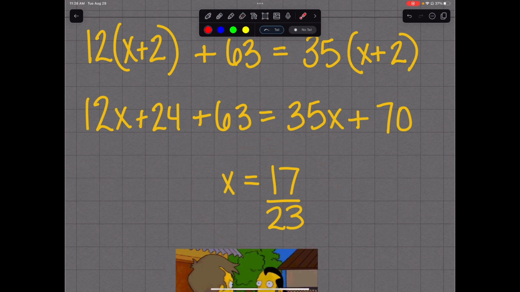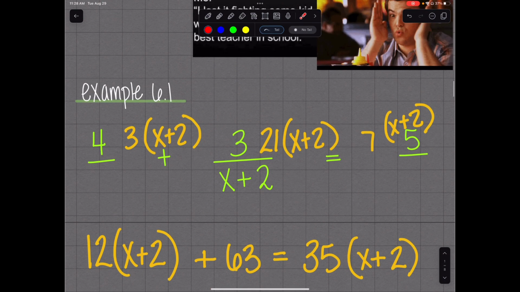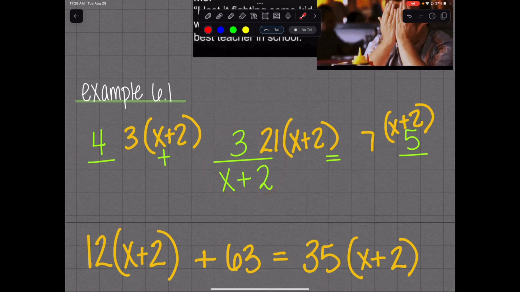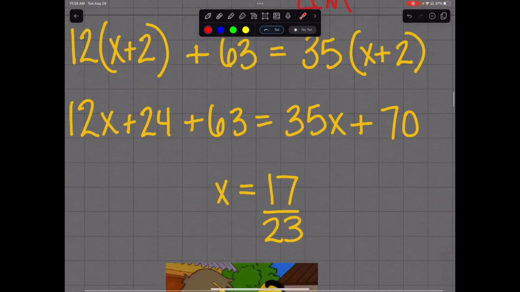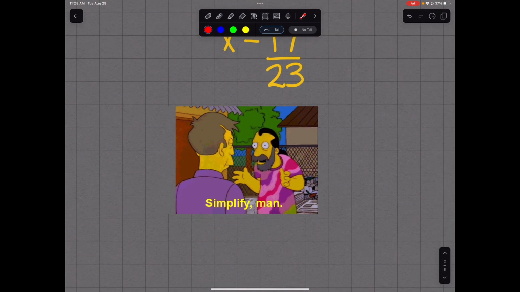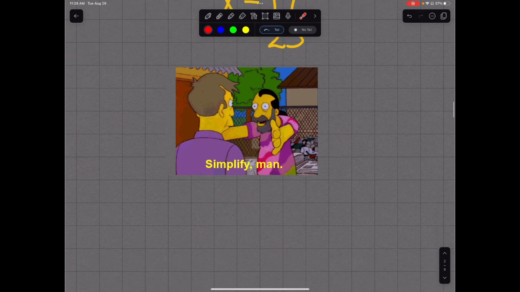So it's basically just the idea that if you multiply a complicated equation with fractions by the LCM, you can get rid of all those denominators. Simplify, right? All right, let's go on to the next example.